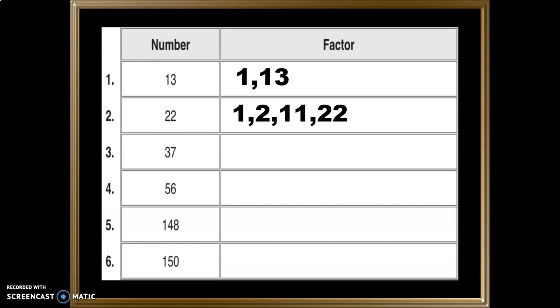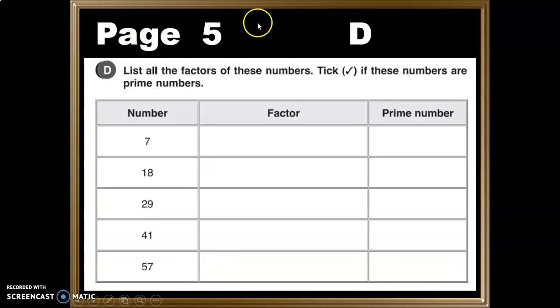How about 22? 1 times 22 is equal to 22. 2 times 11 is equal to 22, right? Okay. So on, you can answer 3, 4, 5, and 6. Next, we have page number 5, letter D. It says, list all the factors of these numbers. Check if these numbers are prime numbers.